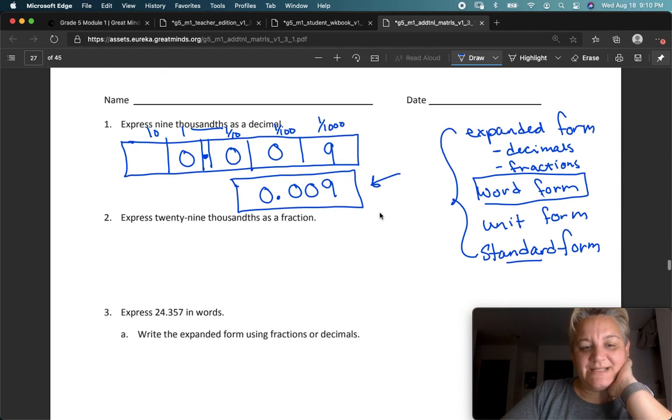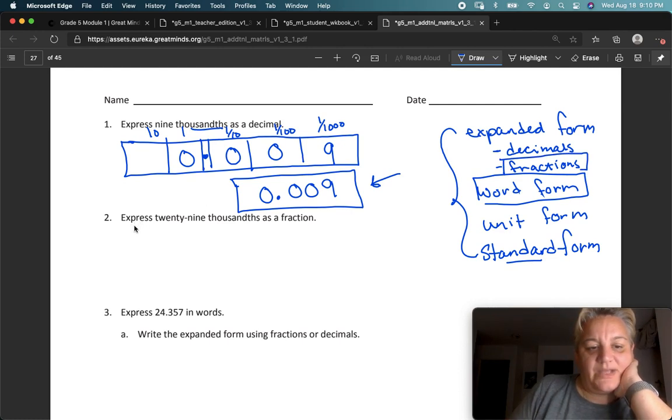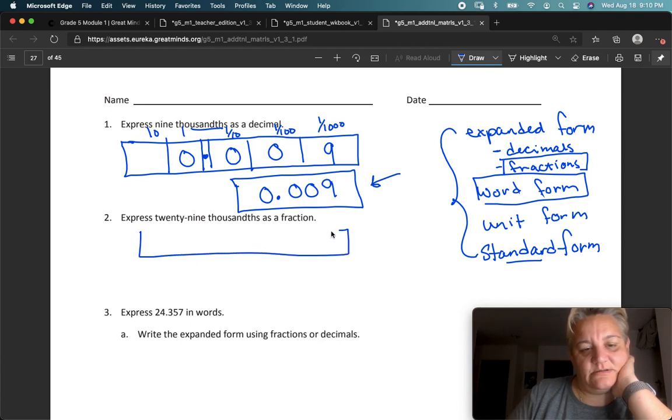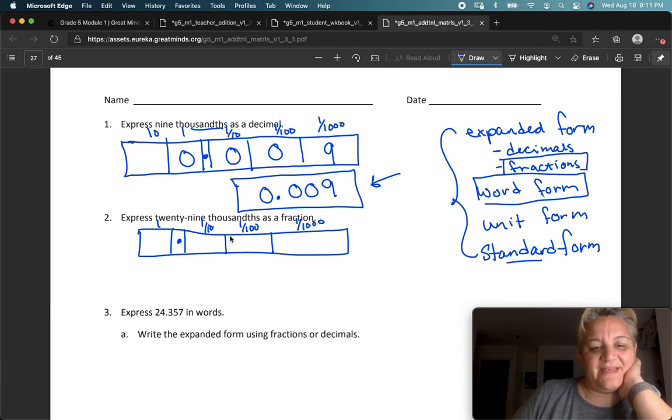Number 2, express 29 thousandths as a fraction. Okay, so we're going to go to fraction form here. Express 29 thousandths as a fraction. Okay. Not take up so much space. I'm going to use the same chart as I just used. I'm going to cut off the tens because we don't need them. So there's my ones, there's my decimal, tenths, hundredths, and thousandths. Okay.